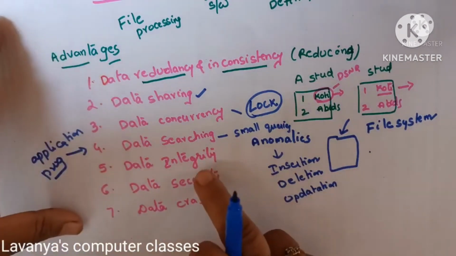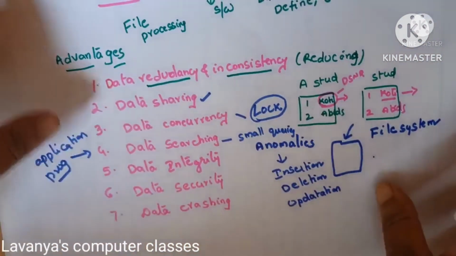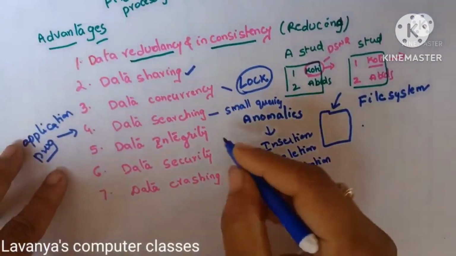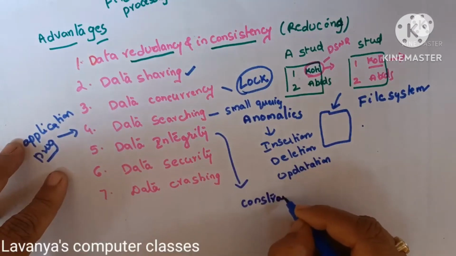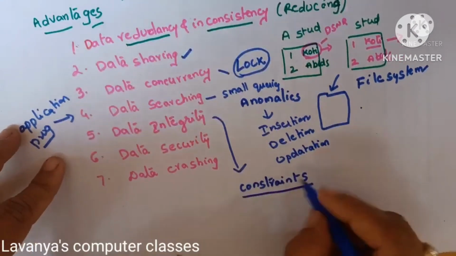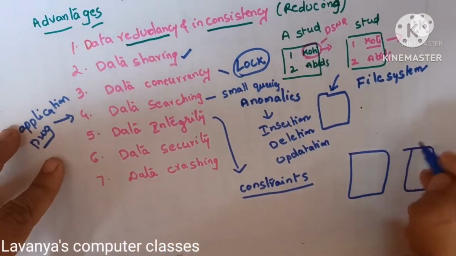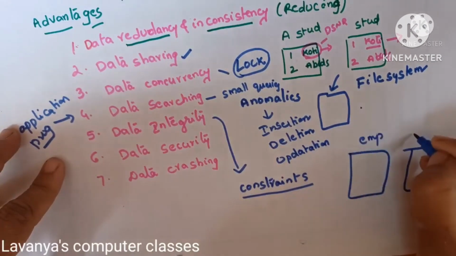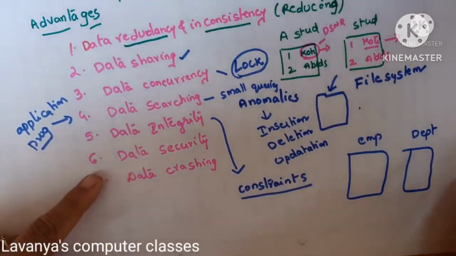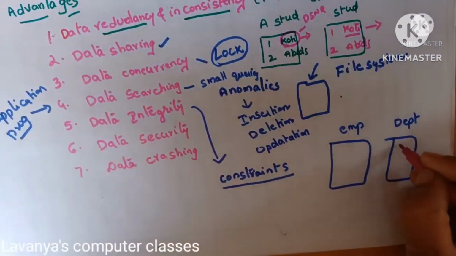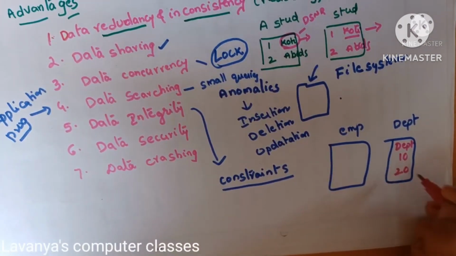Next one is data integrity. Data integrity means we have to maintain all the data in the integrity format. Integrity format means we have to maintain some constraints. Using these constraints, we can maintain the data integrity. For example, you have two tables: the employee table and the department table. The department table tells how many departments are available in your organization. For example, in our organization only two departments are there: department number 10 and department number 20.